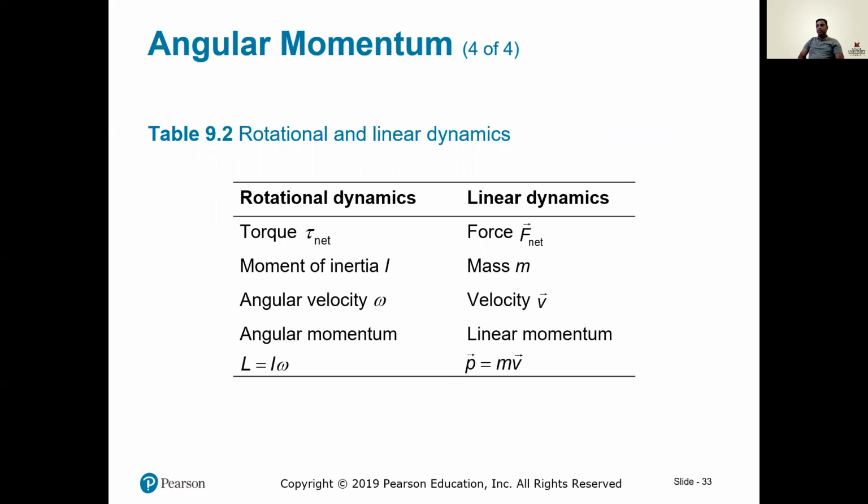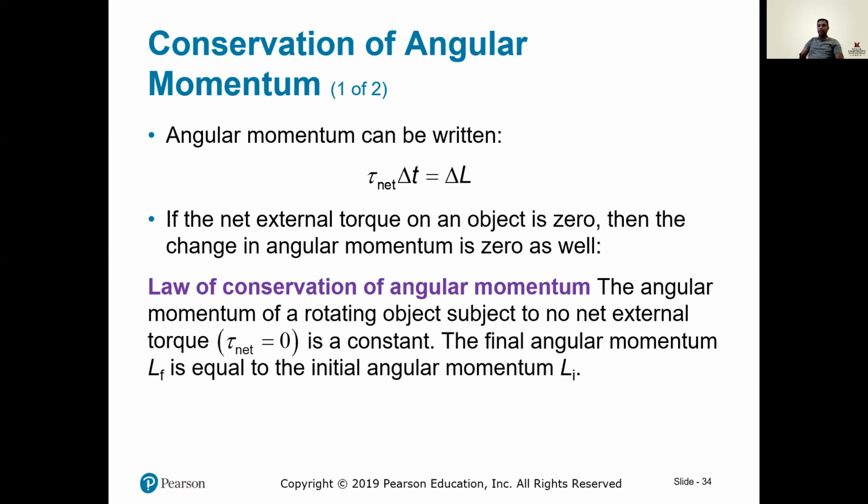Here is a good correlation of analogous terms from rotational dynamics and linear dynamics. Force has an equivalent in tau, or torque. Mass becomes moment of inertia. Velocity becomes omega, or angular velocity. Linear momentum is now angular momentum. So we are basically generating a very similar system of parameters for rotational dynamics as we have already done for linear dynamics.